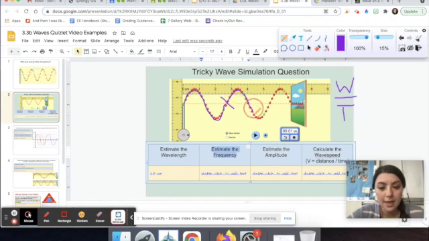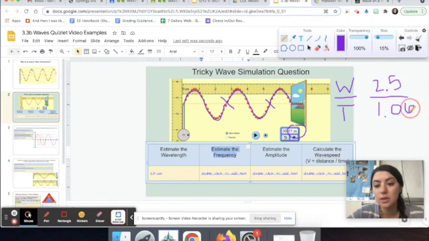Up, down, back to the center. That's 2 waves. And then I've got this half of a wave, just at the upper part. So I've got 2.5 waves. And I'm just going to divide that by whatever my time says. So 1.06.